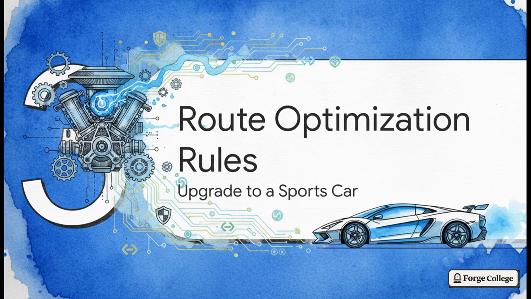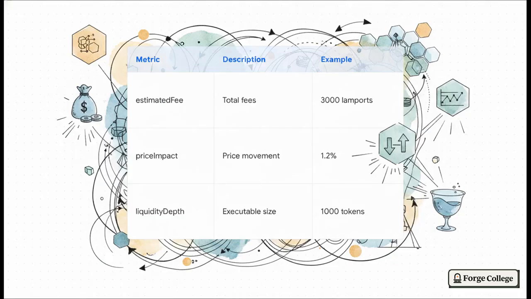Which brings us to Section 3, Route Optimization Rules. Let's upgrade that stalled engine to a high-performance sports car. Now that we know how to diagnose a broken engine, we need to evaluate our trade routes so our integration actually runs like that finely tuned sports car we want. Instead of just blindly trusting a single quote from an aggregator, you've got to program your route selection to numerically trade off 3 key metrics. You need to be actively balancing the estimated on-chain fees against the expected price impact, all while factoring in the actual executable liquidity depth in the pool.